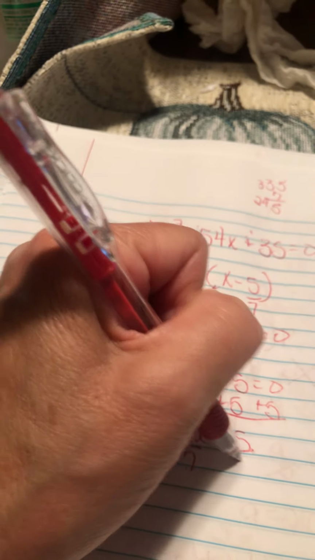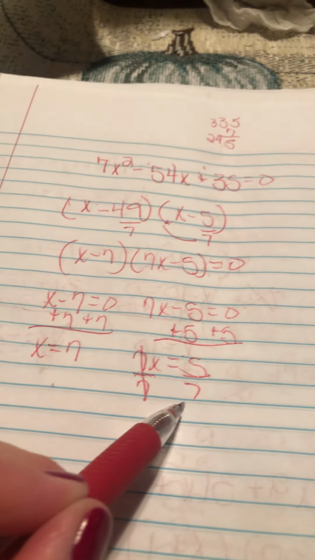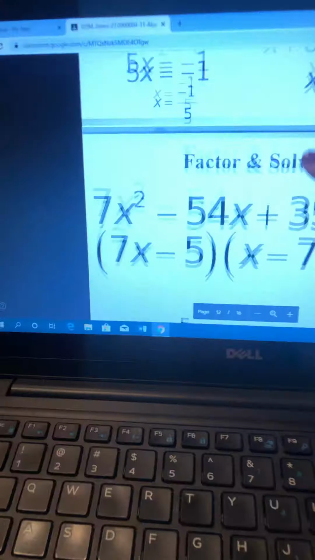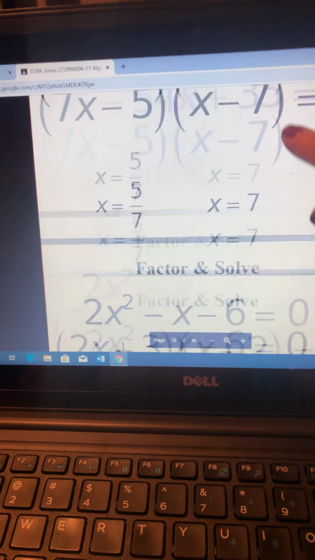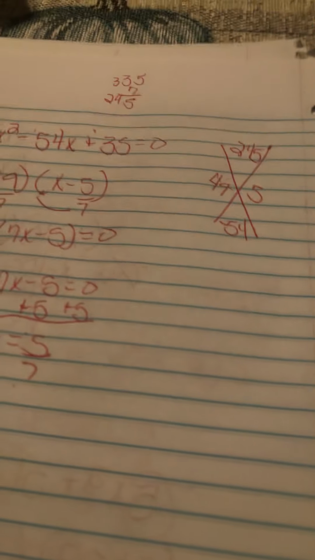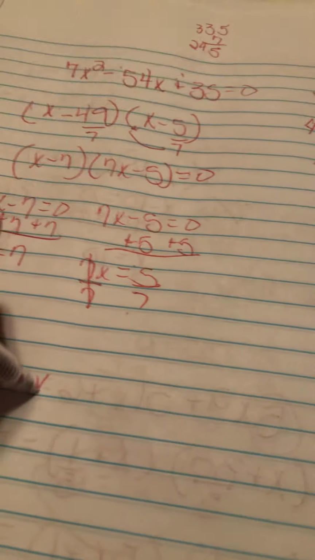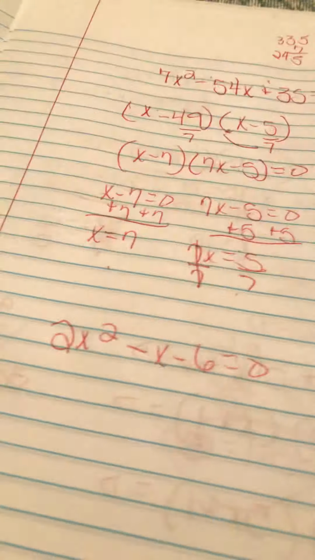Divide by 7. So X is equal to 7 and X is equal to 5/7. And so we see here that is our answer. So now we have another one, which is going to be 2x squared minus x minus 6 equals 0.